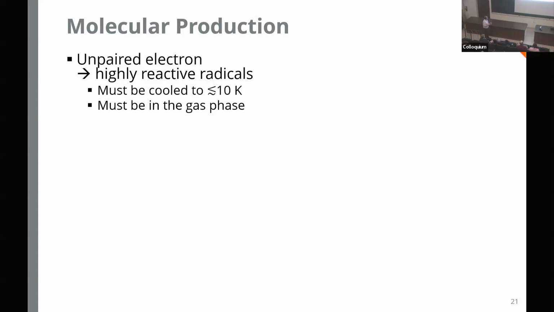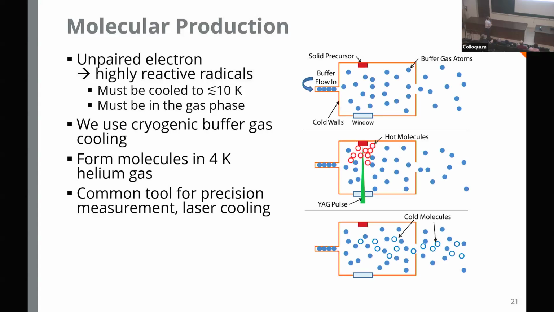And they also must be cooled to cryogenic temperatures and in the gas phase if we want to use the precision measurement tools that we are interested in using. So we use a technique which is now a fairly standard one called cryogenic buffer gas cooling. So we make the molecules in a 4 Kelvin helium gas, say from some solid precursor containing the atoms that we want to form into our molecule. We ablate or vaporize with a pulsed laser this solid precursor to make some hot gas phase molecules.